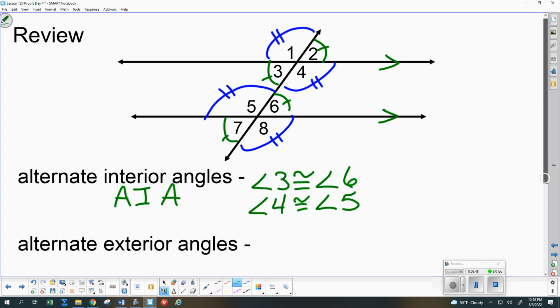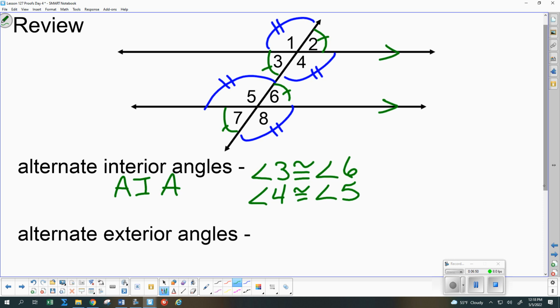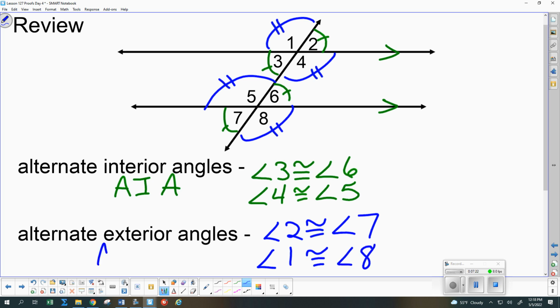Alternate exterior angles. Can anybody tell me 2 alternate exterior angles, either both marked in blue or both marked in green? Griff? 7 and 2 would indeed be alternate exteriors on the outside of the parallel lines and different sides of the transversal. Are there any other sets of alternate exteriors? Ellen? 1 and 8 would also work. And we can continue to abbreviate that, alternate exterior angles.